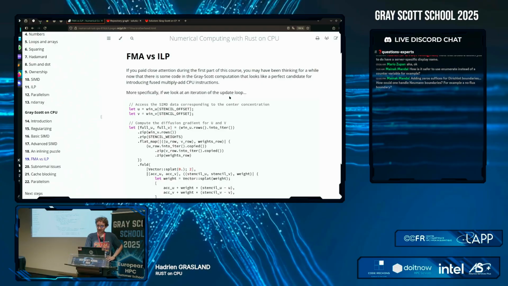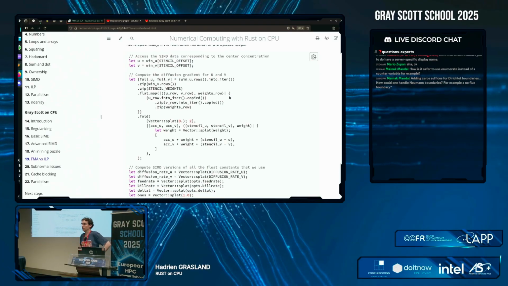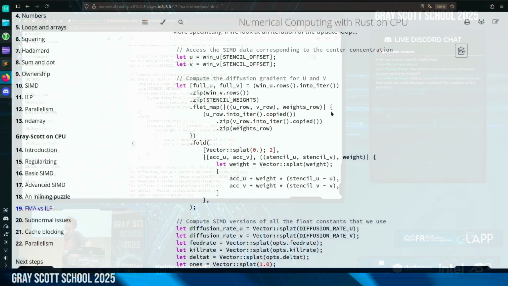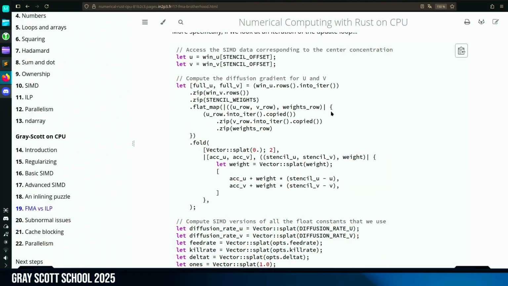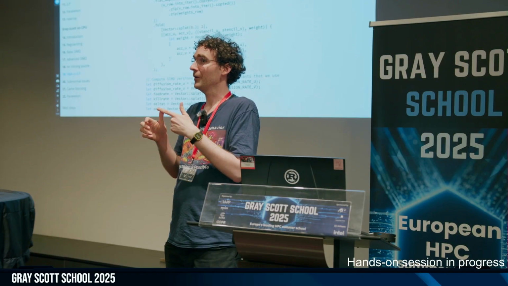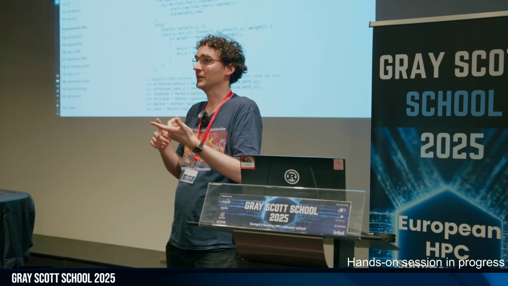So fused multiply add is a hardware feature, which most popular CPUs in high-performance computing these days, if not all, support. The idea is this. Before, your CPU was able to do multiplications and additions in SIMD if you want. And now, for the same price, it can do a multiplication followed by an addition without rounding in the middle. So, to sum it up, FMA, at least in theory, is both cheaper and more accurate. Sounds great, right?